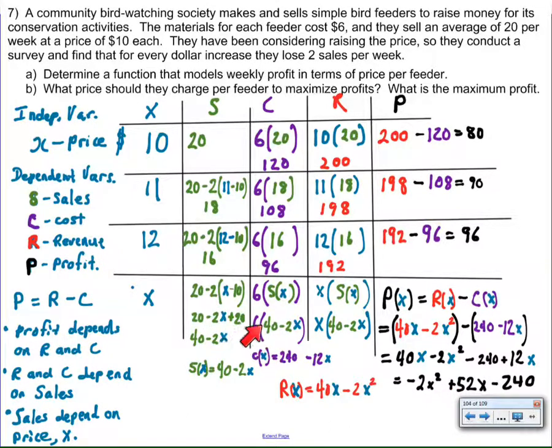We could talk in class about how this will end up giving me the exact same equation, but notice we have 6 times (40 minus 2x), and here we have x times (40 minus 2x). We could have made our work simpler just by recognizing that those are related. The 16 and the 16, the 18 and the 18, the 20 and the 20 could all be factored out from the difference between price and cost.